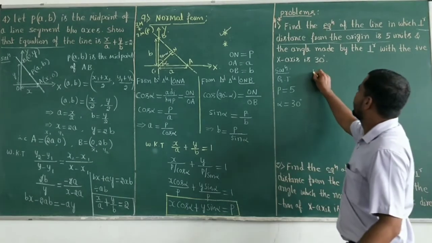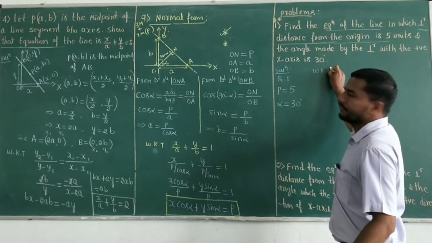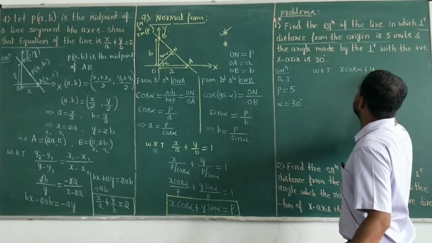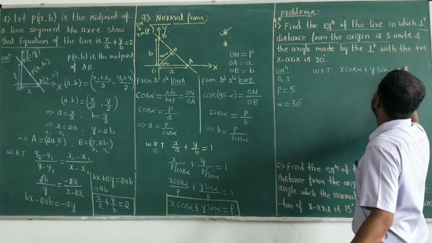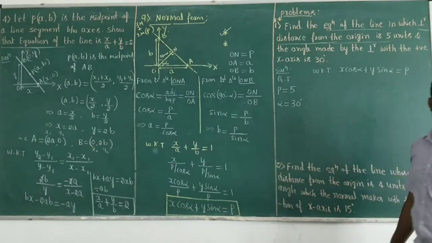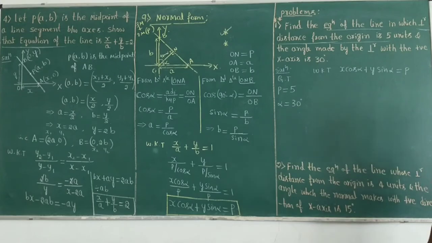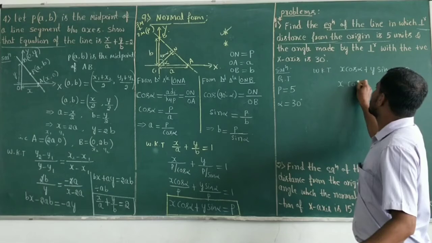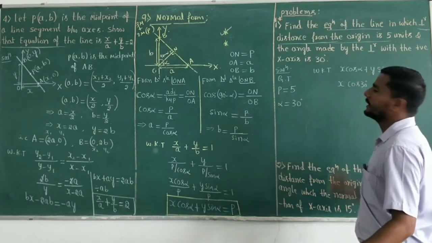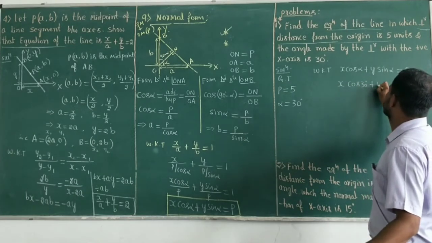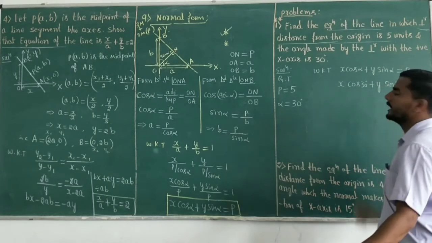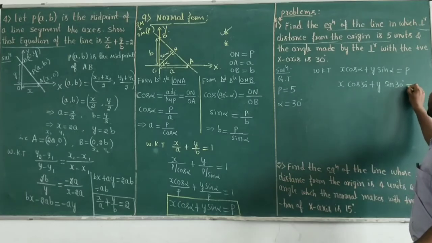So we know, what is the formula here? We know that x cos alpha plus y sin alpha is equal to P. Substitute the values: x into cos 30 degree plus y into sin 30 degree is equal to the perpendicular distance P, which is nothing but 5.